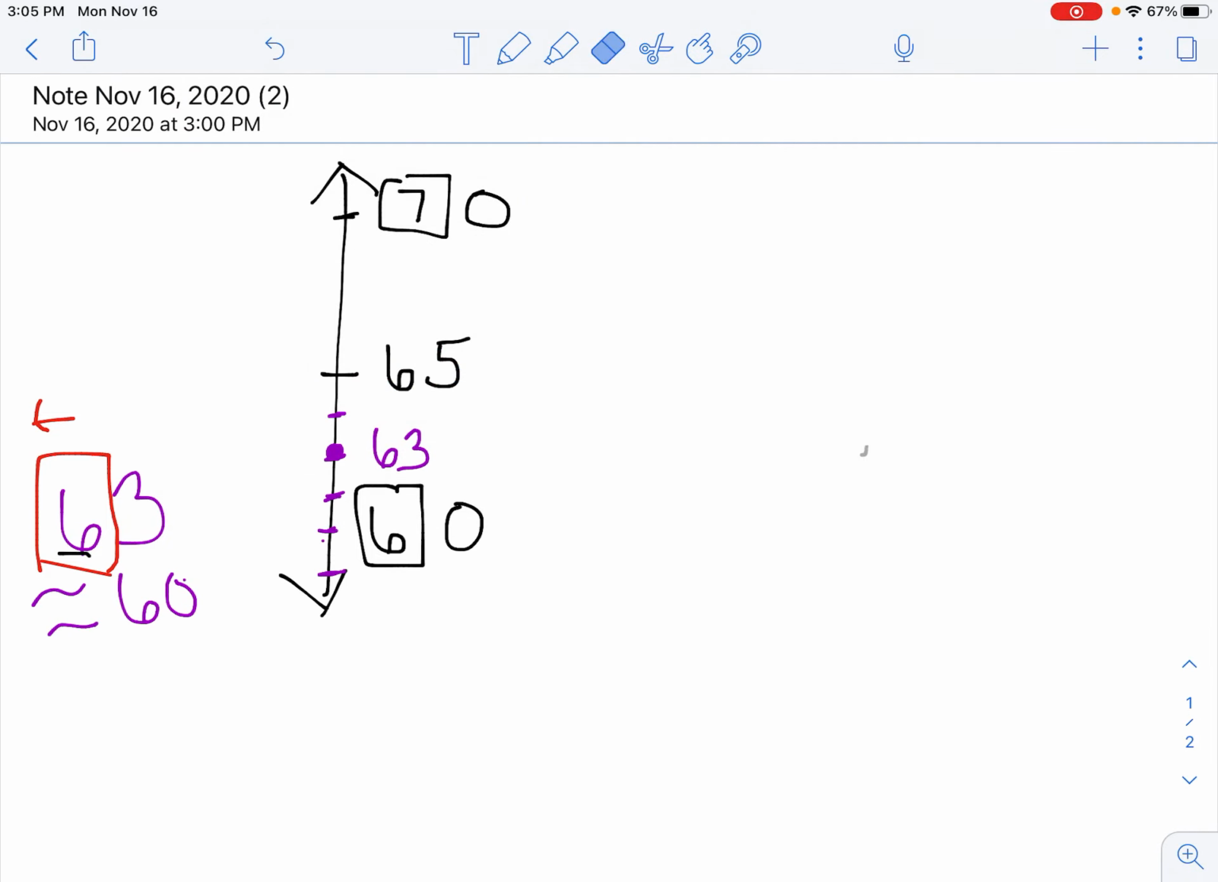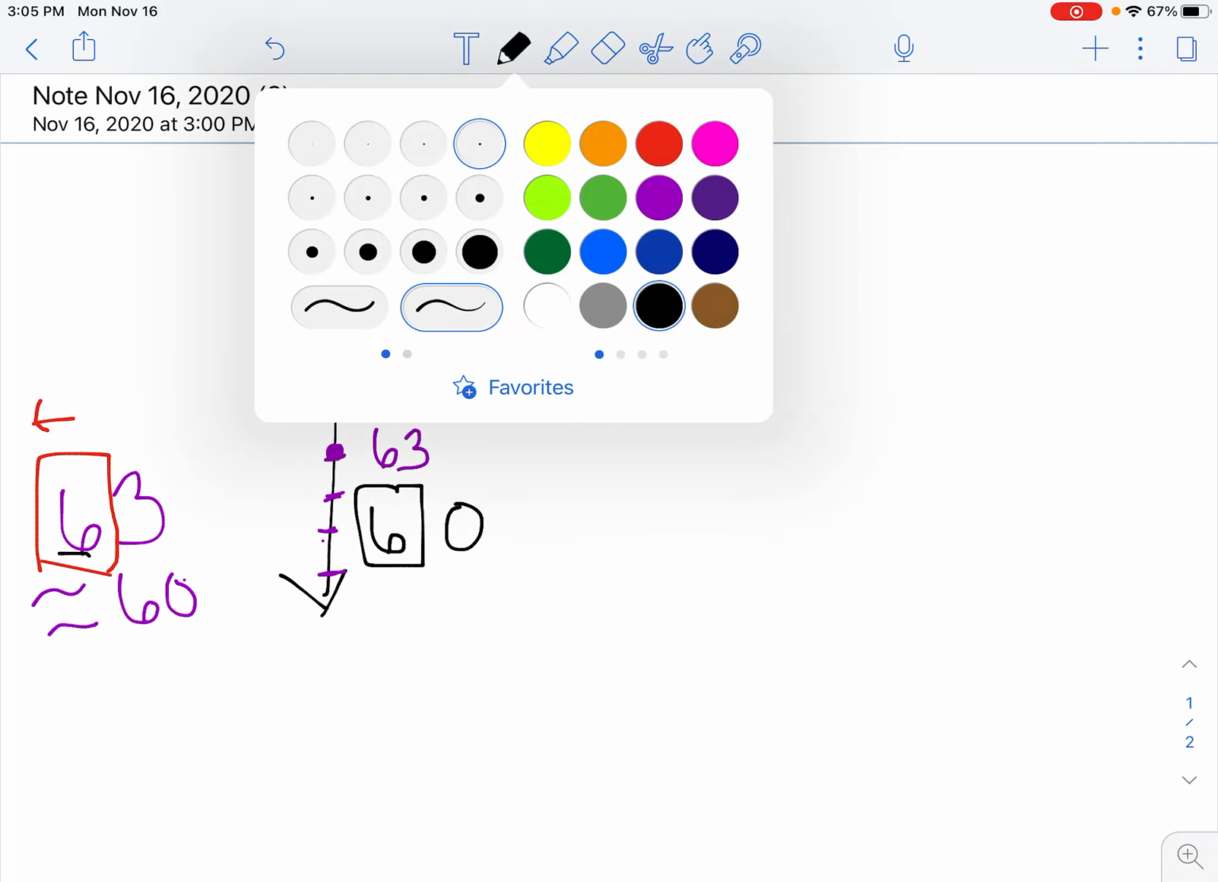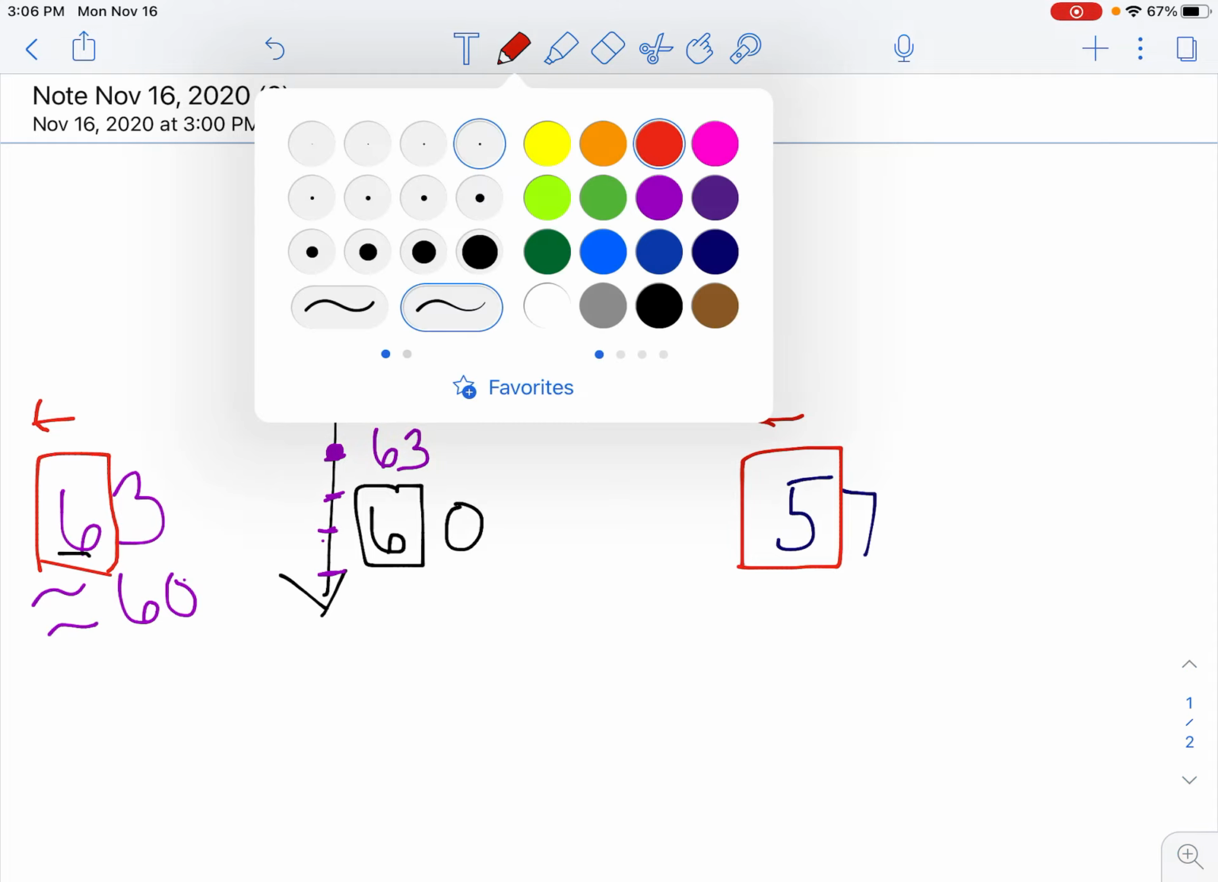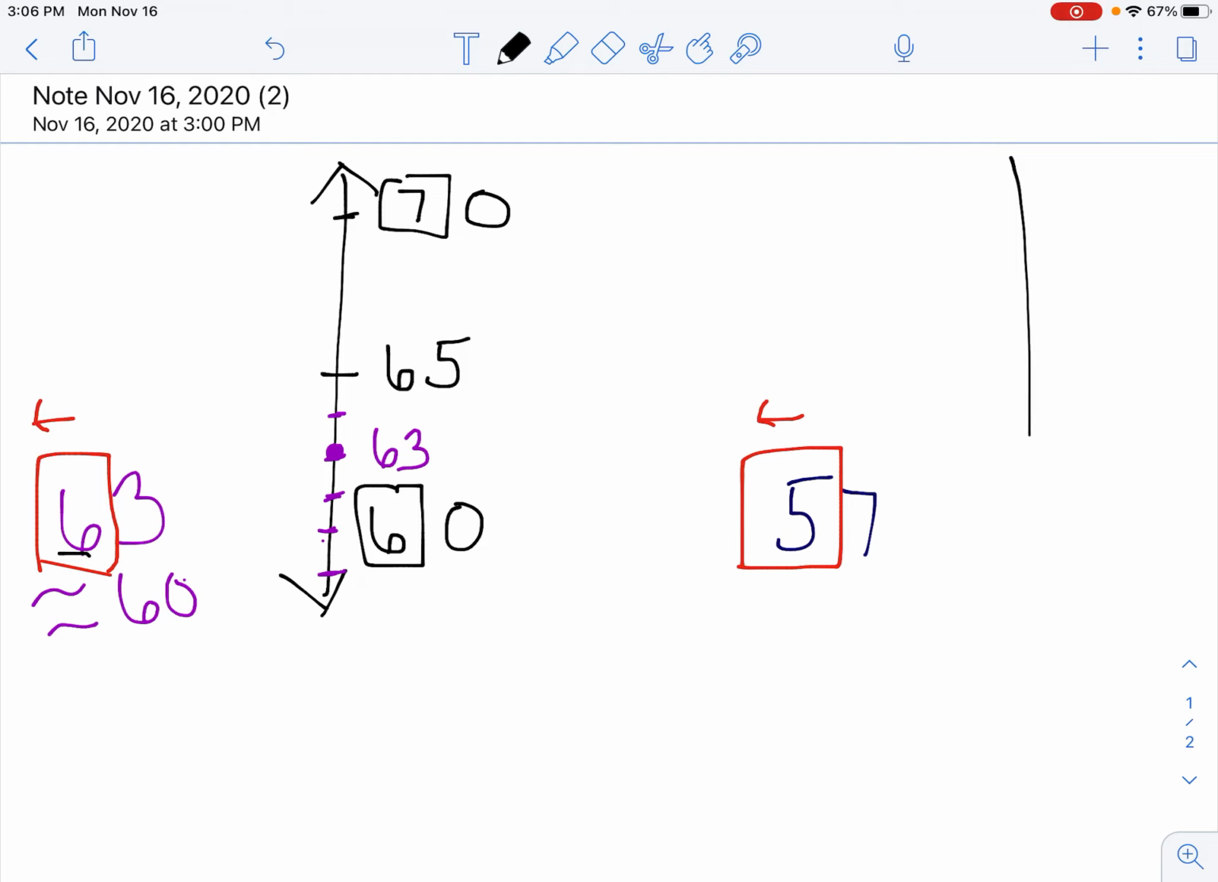Oops, I don't want my number line yet. I want my number first. So let's look at the number 57. First thing I'm going to do is box in my tens and anything that comes before it, but there's nothing before it in this number. So here's my number line.